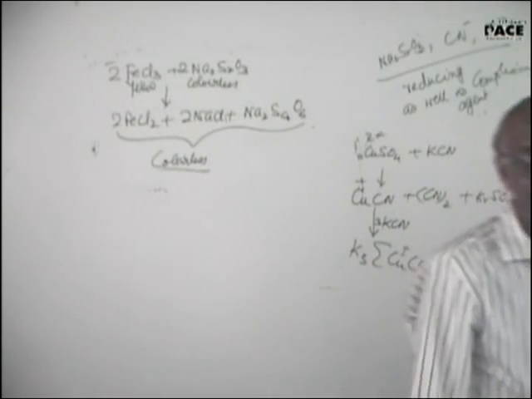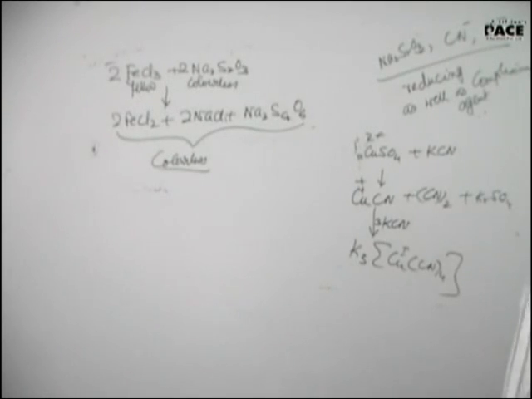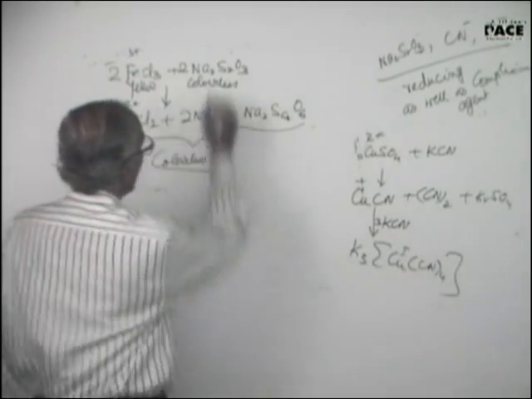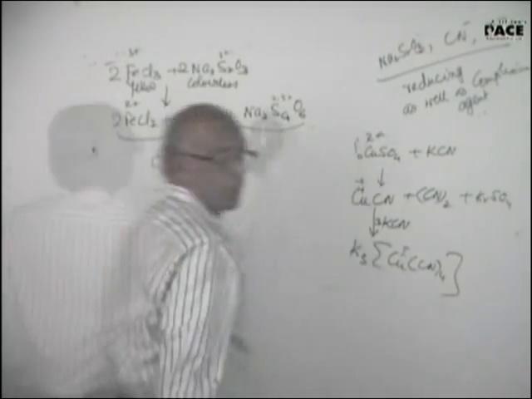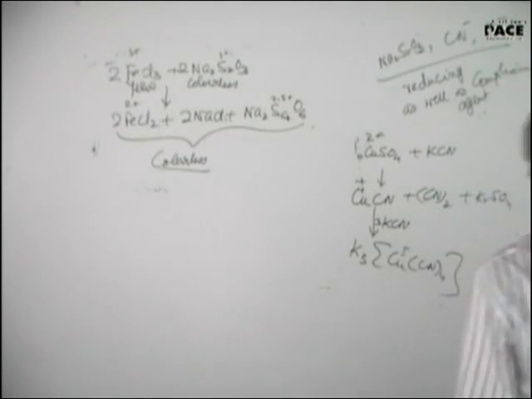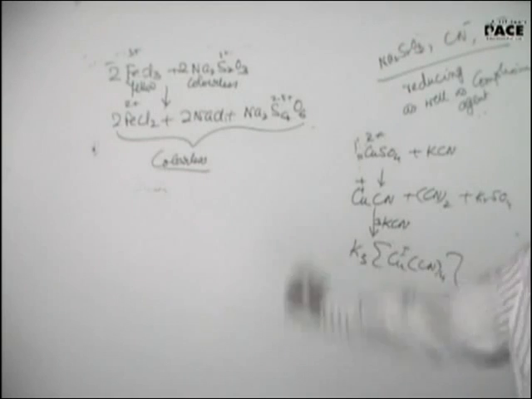When you add sodium thiosulfate to ferric chloride, sodium thiosulfate reduces ferric to ferrous, gets oxidized to sodium tetrathionate, and sodium chloride is formed. All are colorless. So the yellow color vanishes when you add sodium thiosulfate to ferric chloride.